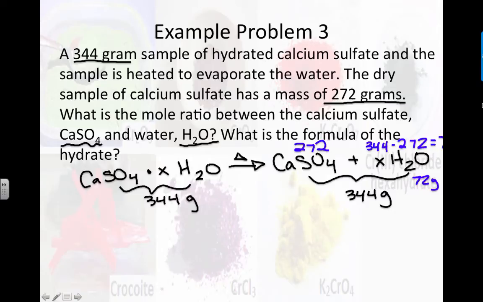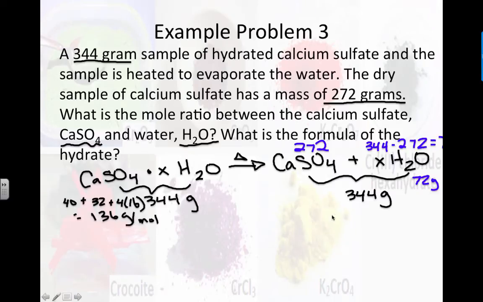So now let's do moles. You guys are good at turning grams to moles. Let's do it. Calcium sulfate weighs how much? 1 calcium, 1 sulfur, and 4 oxygens weighs... So the calcium sulfate part, anhydrous, weighs 136 grams per mole.